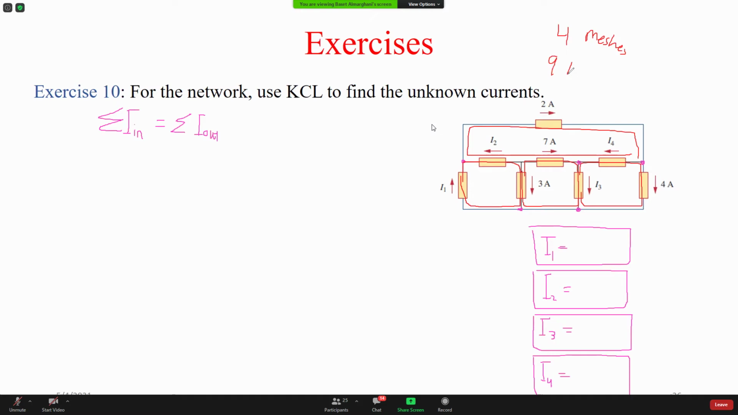9 branches. And we have 6 nodes in this circuit, which we call nodes, intersections. Okay, it's basically the same thing. Is this okay, those names? This fine?